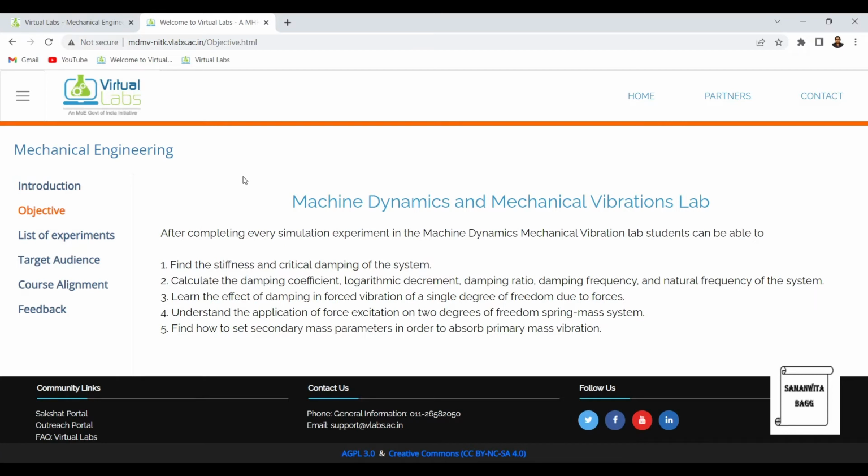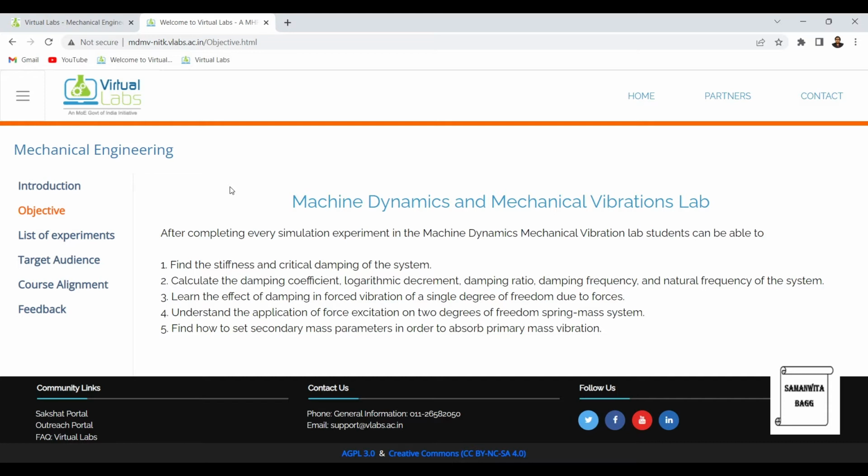Next, when you go to the objective, you can find here what objectives have been set for the machine dynamics and mechanical vibrations lab. After completing every simulation experiment in this lab, students will be able to find the stiffness K and critical damping of the system, that is Cc as we denote it. Calculate the damping coefficient, generally indicated by C, logarithmic decrement delta, damping ratio zeta, and damped frequency. When we say the frequency is damped, it will be omega d, and the natural frequency of the system is omega n.